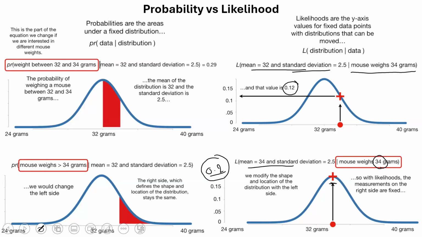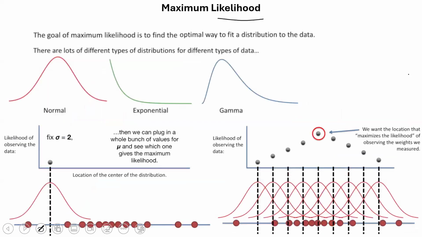When you are changing the distribution, the likelihoods are changing. But what we are trying to find out in maximum likelihood is the maximum possible likelihood for that particular data point. So we keep on changing the distributions, and we would like to find out where the likelihood is maximum, or at which distribution parameter values the likelihood of the mouse weight is maximum. So that is what maximum likelihood means. Where at which distribution parameter values the likelihood is maximum is what maximum likelihood calculates. Okay. So the goal of maximum likelihood is to find out the optimal way to fit the distribution to the data.